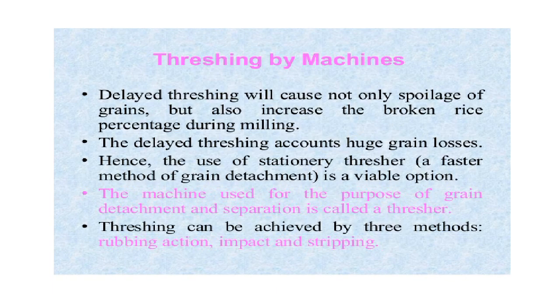Now threshing by machines. Delay in threshing will cause not only spoilage of the grain, but also increase the broken rice percentage during milling. Therefore, delayed threshing accounts for huge grain losses, and the use of a stationary thresher, a faster method of grain detachment, is a viable option. The machine used for the purpose of grain detachment and separation is called a thresher. Threshing can be achieved by three methods: the rubbing action, impact action, or stripping action.